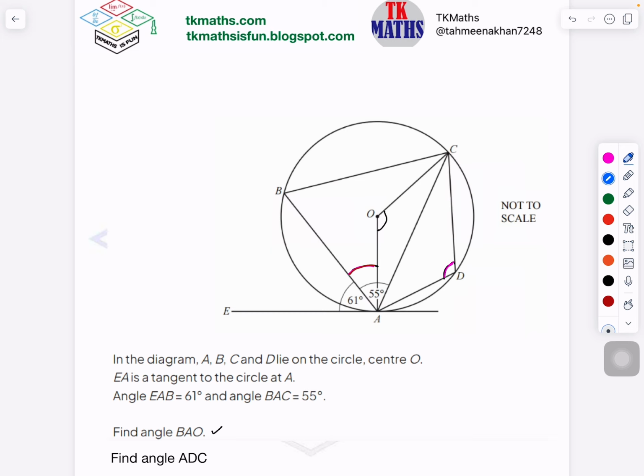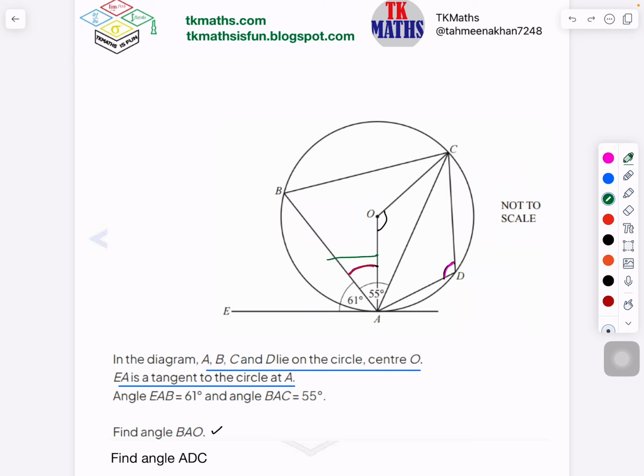Now, let's see what information is given to us here and how we can make use of it. Always read the description carefully. Sometimes what is given in the diagram is not everything. Sometimes some information is given in the description. So first information, ABC is on the circle, C is the center. Fine. EA is tangent to the circle at A. We can see it here. Angle EAB is 61, which is mentioned here. Angle BAC is 55, which is mentioned here. So right now, all the description is in the diagram as well. So let's start one by one.